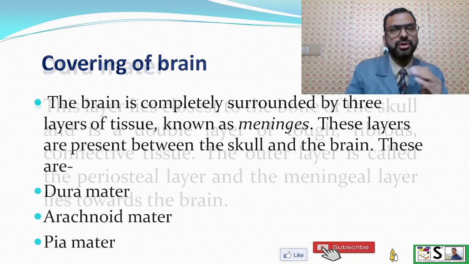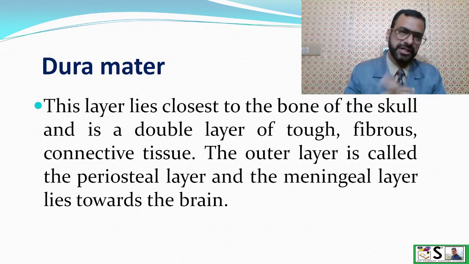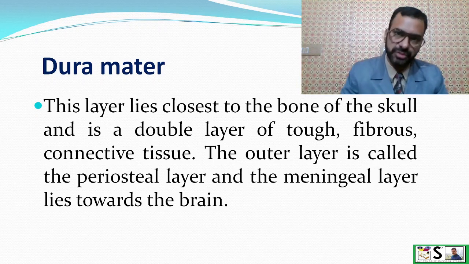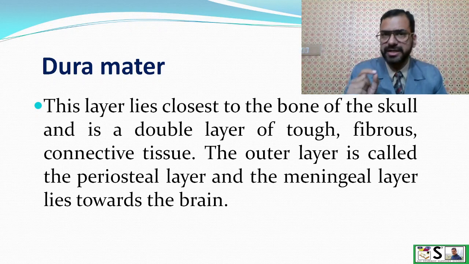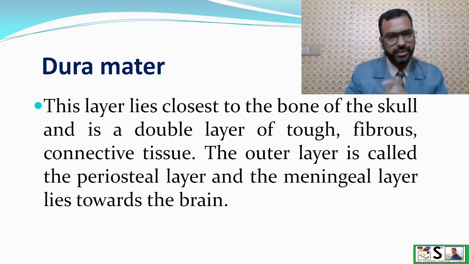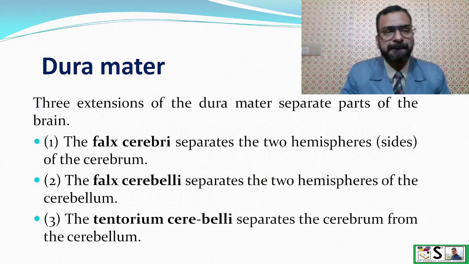First of all, dura mater. So dura mater is the outermost layer, which is a double layered tough fibrous connective tissue. So this dura mater itself has two layers. One is periosteal layer, which is towards the skull, and one is meningeal layer, which is towards the brain. Okay, so these two layers are there of dura mater.